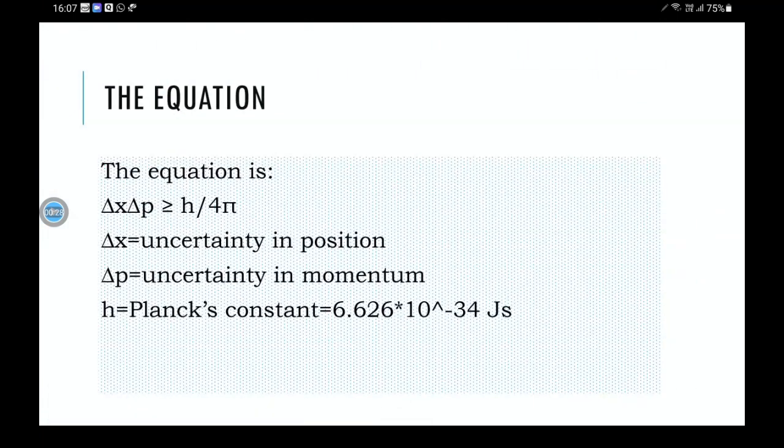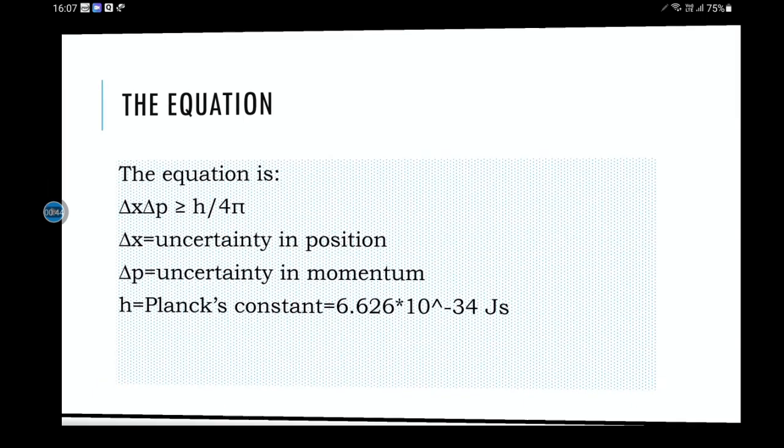Mathematically, we write it in the equation: the product of Δx and Δp is greater than or equal to h/4π, where Δx represents the uncertainty in the position of the particle, Δp the uncertainty in the momentum, and h is Planck's constant having a value of 6.626 × 10⁻⁴ joule seconds.